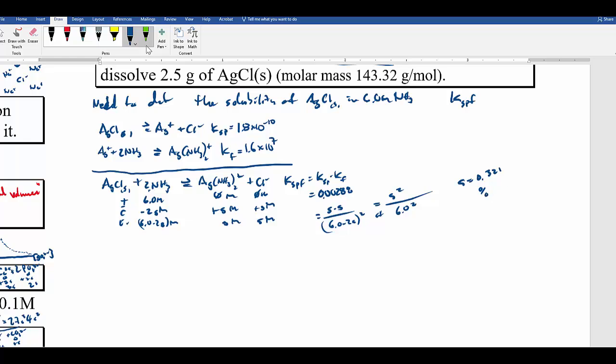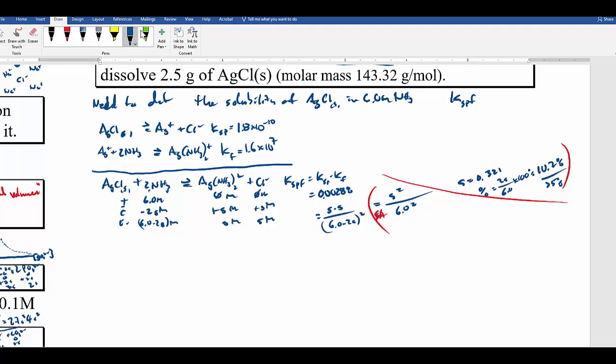And then the percent change would be 2 times that. It would be 2s divided by 6 times 100. So times 2 divided by 6 times 100. 10.7%. Oh, it was actually pretty close, but it's too big. This is greater than 5%. So I'm going to have to do this quadratic. So the assumption failed for this.